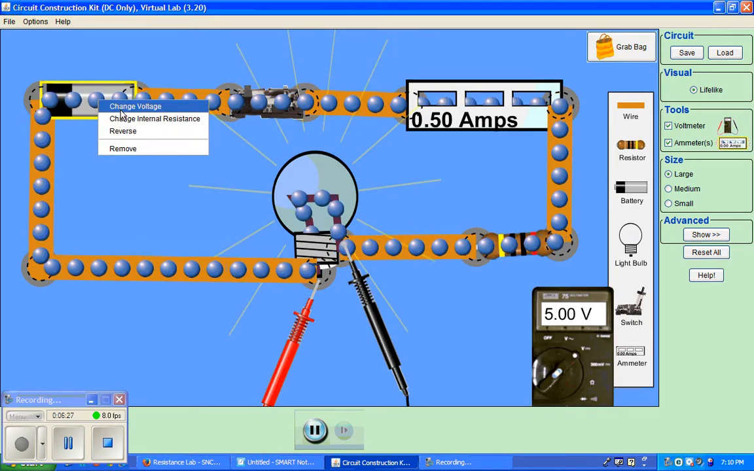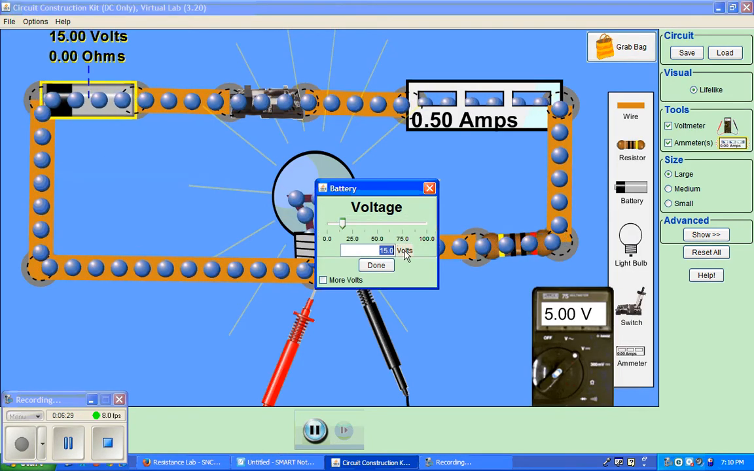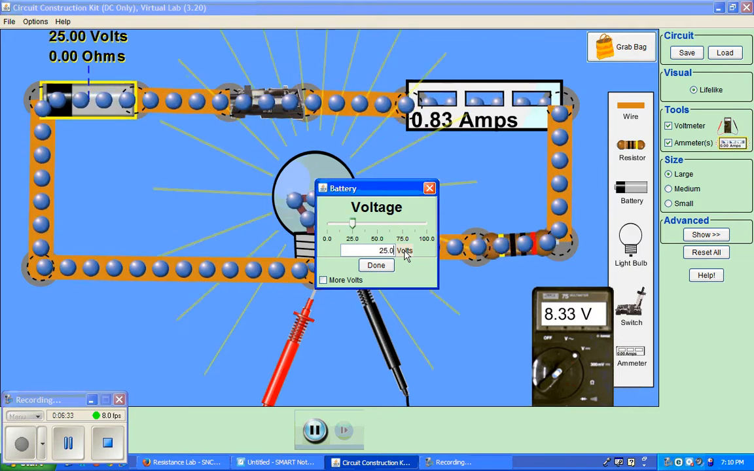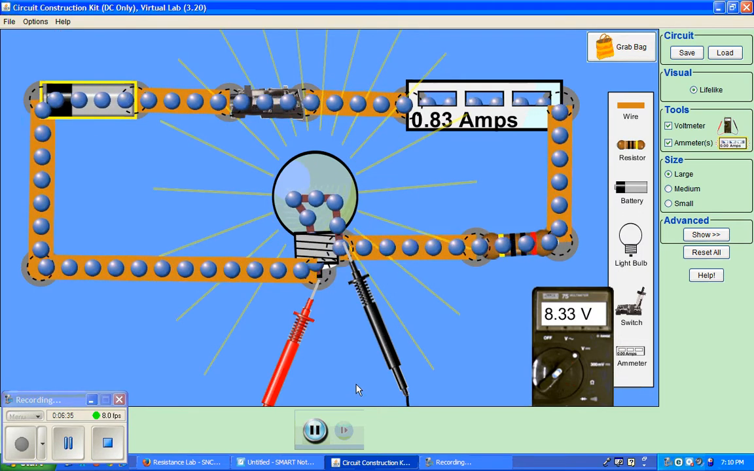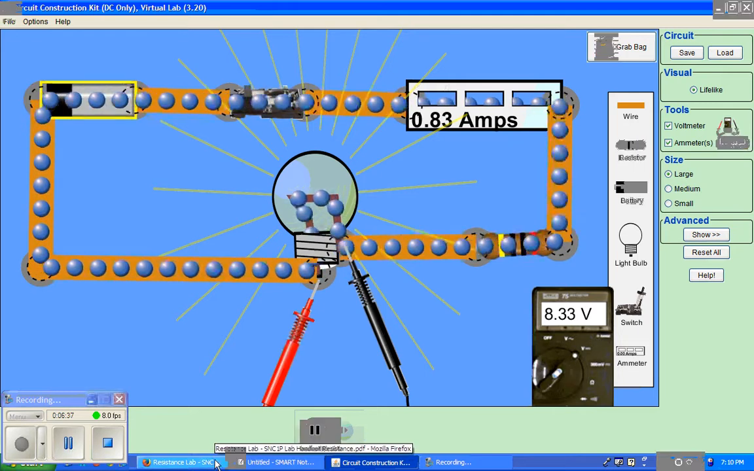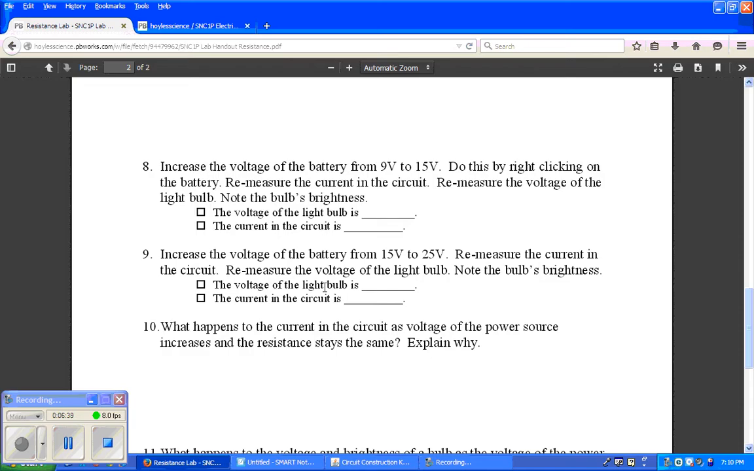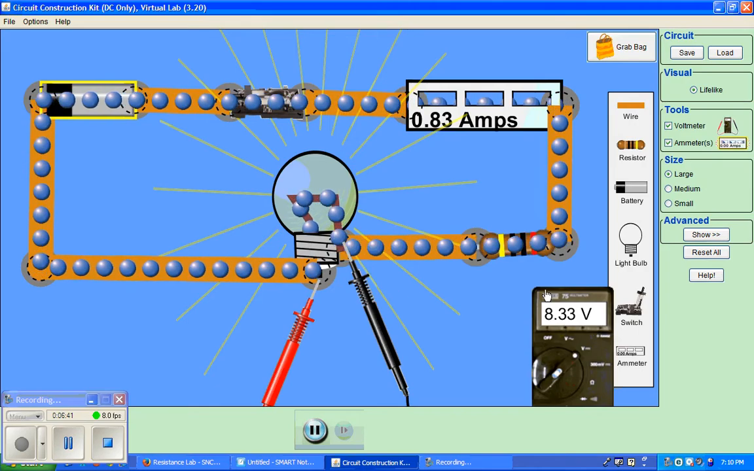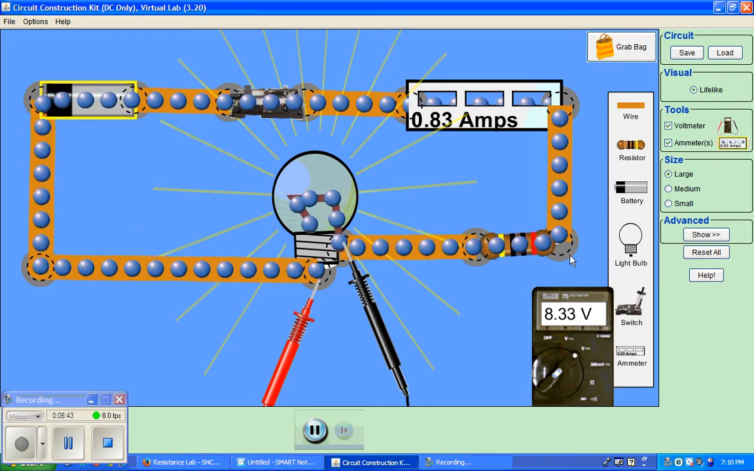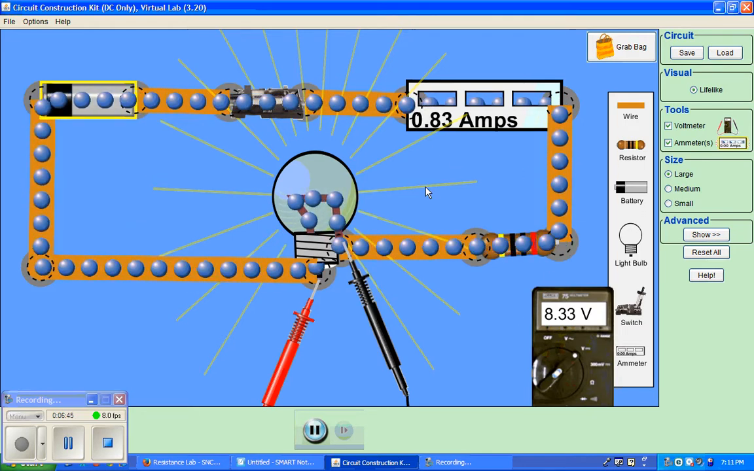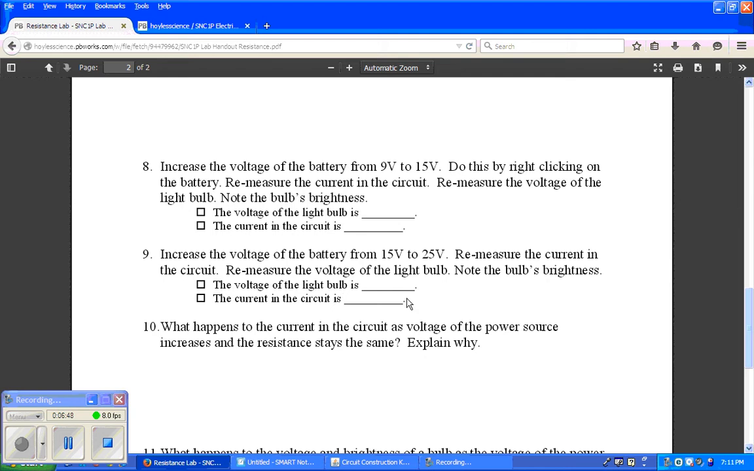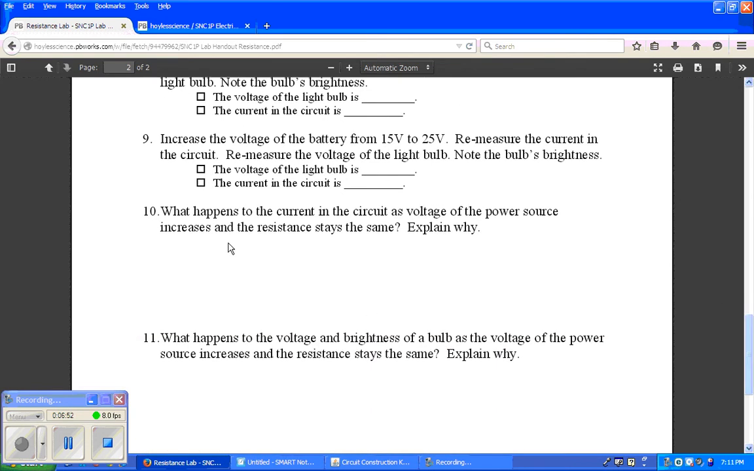All right, increase the voltage of the battery from 15 to 25. We'll get a little bit more aggressive here, so change that to 25. Again, watch what happens when I click enter. Oh, the current has gone up, the voltage has gone up, a whole bunch of things have gone up. So the voltage of the light bulb is now measured at 8.33, and the current is 0.83 amps. And those are some values that you can put in here. So based on those changes, you can answer question 10.